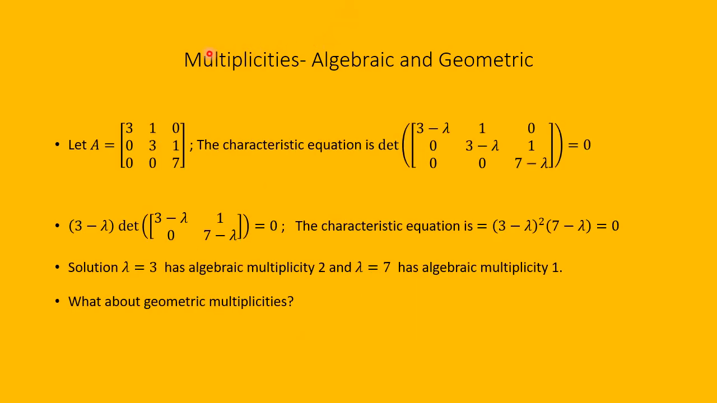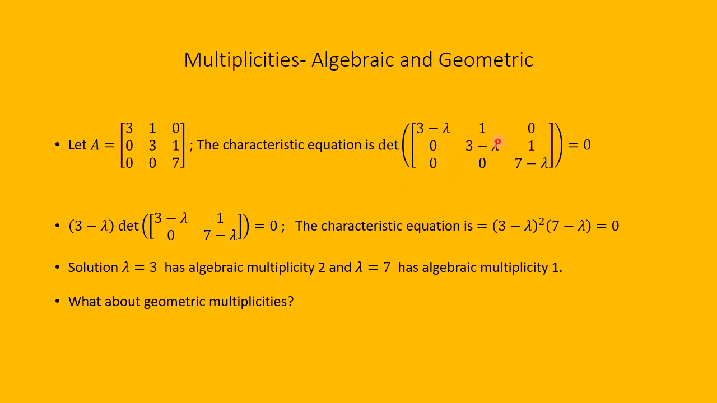Let's solidify these concepts in our mind by looking at an example. Let A be this matrix, 3, 1, 0, 0, 3, 1, 0, 0, 7. So the characteristic equation then is the determinant of this matrix equals 0. This is A minus lambda times I.